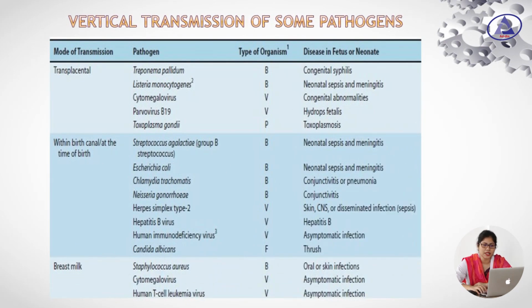Vertical transmission of some pathogens occurs transplacentally, within the birth canal at the time of birth, and through breast milk. Transplacental transmission may occur in Treponema pallidum, Listeria monocytogenes, cytomegalovirus, parvovirus B19 and Toxoplasma gondii. Within the birth canal or at the time of birth: Streptococcus agalactiae, group B Streptococcus, E. coli, Chlamydia trachomatis, Neisseria gonorrhoeae, herpes simplex type 2, hepatitis B virus, human immunodeficiency virus, Candida albicans. Bacteria and viruses that can transmit through breast milk are Staphylococcus aureus, cytomegalovirus, and human T-cell leukemia virus.